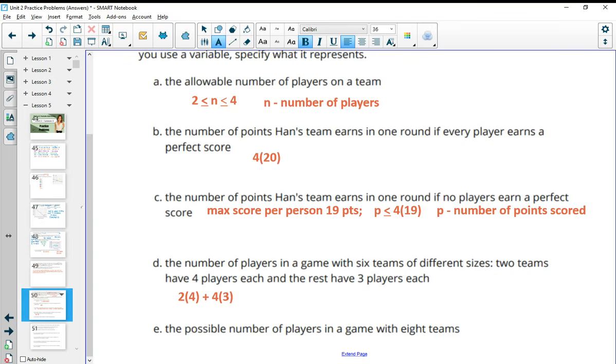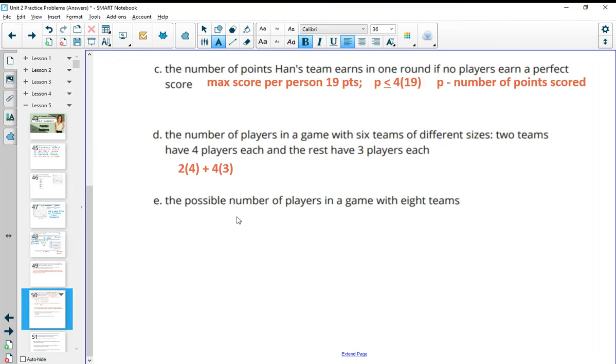And then the number of players in a game with 8 teams. So remember, the players have to be between 2 and 4. So I would say our minimum number of players here would be if every team had 2, and we have 8 teams. So 2 players times 8 teams would equal 16 for our min. And then our maximum number of players would be if all the teams had 4. So 4 times 8 would be 32. That's going to be our maximum amount of players.